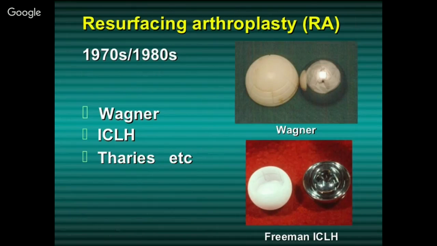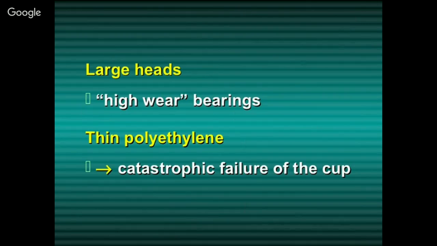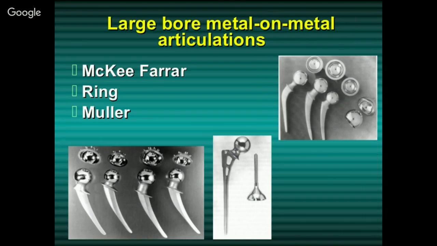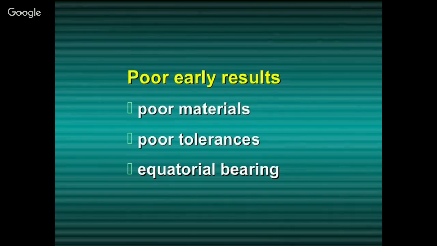Resurfacing arthroplasty in the 1970s and 80s: these are all resurfacing designs. There is a large head, high-wear bearings, thin polyethylene, and catastrophic failure of that is a concern. For large metal-on-metal articulation, we have the McKee-Farrar prosthesis. This is the McKee-Farrar prosthesis, this is the Ring prosthesis, and these are all metal-on-metal articulations. Early results were poor due to poor materials, poor tolerance, and the equatorial bearing.